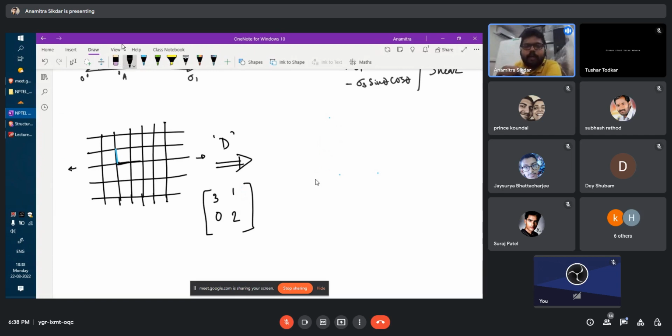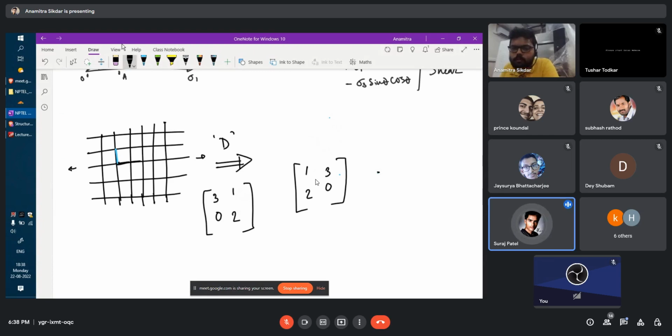Suppose we have a matrix like this. What will happen now? Can you tell? Hello? Y will be stretched to 3 times. So y will be extended 3 times in this direction, and x will be what?